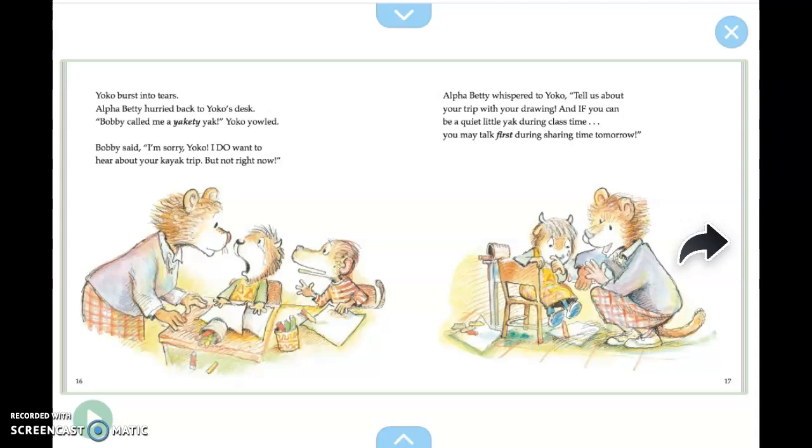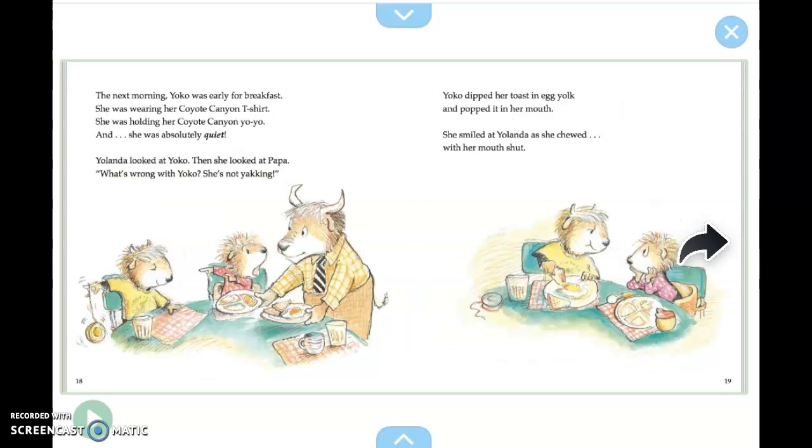Yoko burst into tears. Alpha-Betty hurried to Yoko's desk. Bobby called me a yakety-yak, Yoko yowled. Bobby said, I'm sorry, Yoko. I do want to hear about your kayak trip, but not right now. Alpha-Betty whispered to Yoko, tell us about your trip with your drawing, and if you can be a quiet little yak during class time, you may talk first during sharing time tomorrow.